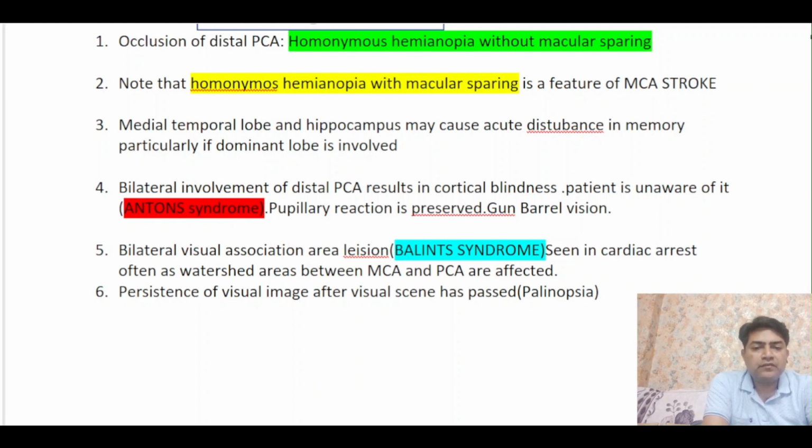The bilateral involvement of distal PCA results in cortical blindness, and the patient is unaware of it and may occasionally deny it. And in this type of blindness, pupillary reaction is present. Sometimes there will be small islands of vision here and there, and the central vision will be there, and peripheral vision is lost, and that is known as gun barrel vision, which you see in these cases. So this is known as Anton syndrome. Sorry, not Balint. Balint we will deal with later on.